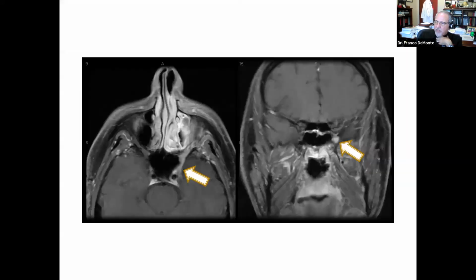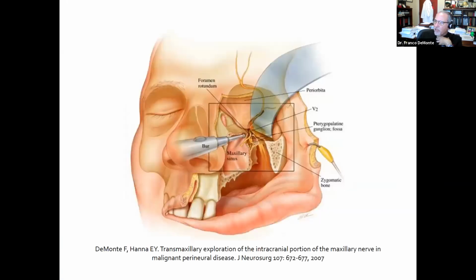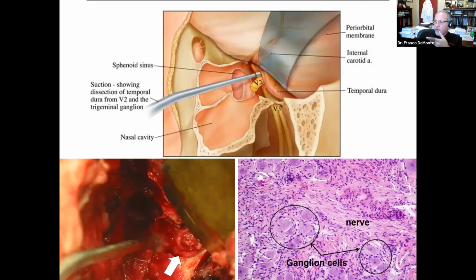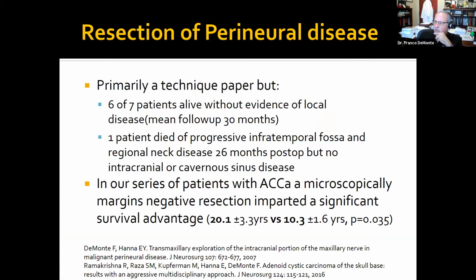Tumors that start in the anterior sinuses can extend into the middle fossa. There we have an adenoid cystic carcinoma extending into the maxillary division of the trigeminal nerve to the anterolateral cavernous sinus. We have pursued those extensions aggressively, both through direct transfacial approaches and also through endoscopic approaches, because we can get far enough back to get into the Gasserian ganglion, as you see in the bottom right. It's important because in our series of patients with adenoid cystic carcinoma, a microscopically margin-negative resection imparted a significant survival advantage, 20 years versus 10 years in that patient population. So especially with that disease process, the aggressive pursuit of perineural extension of carcinoma is warranted.